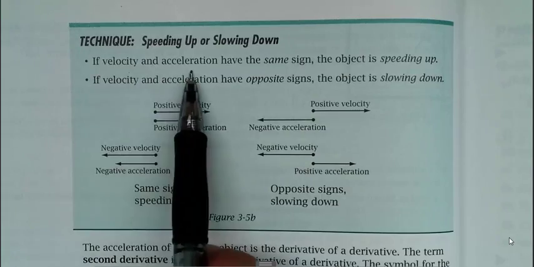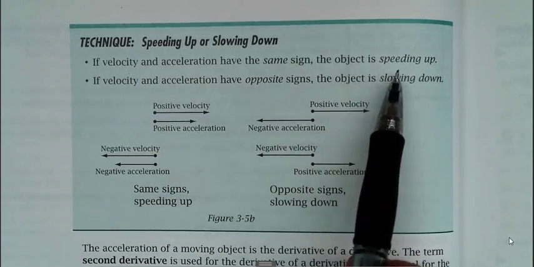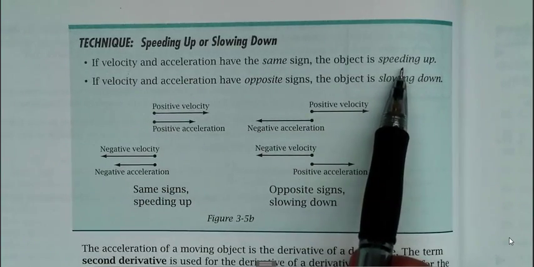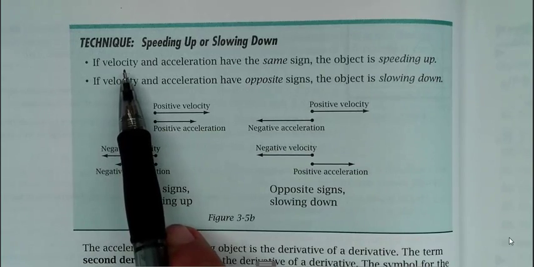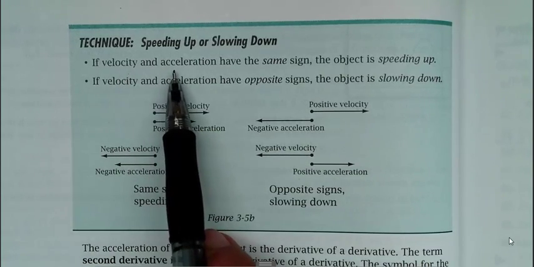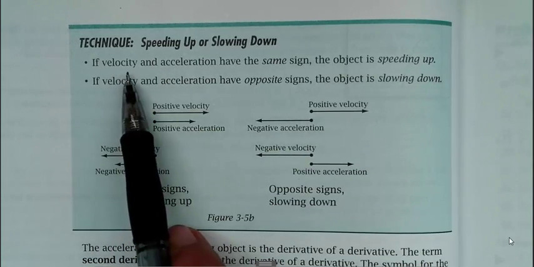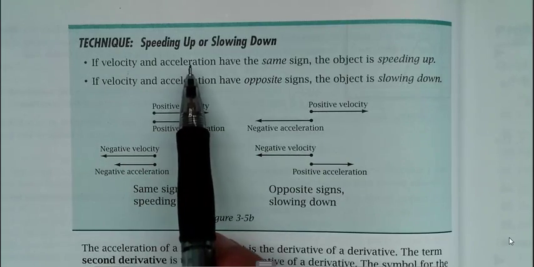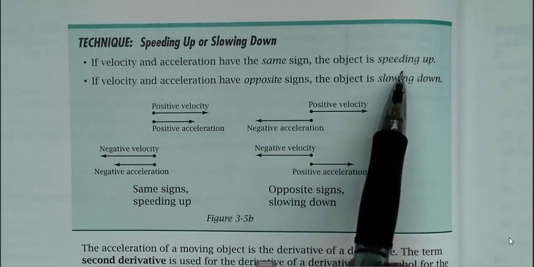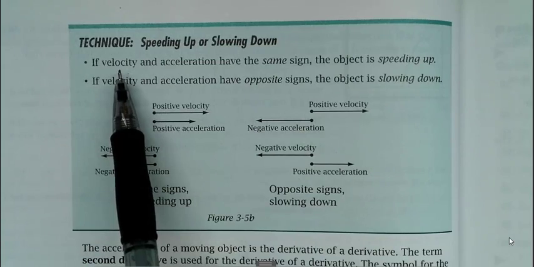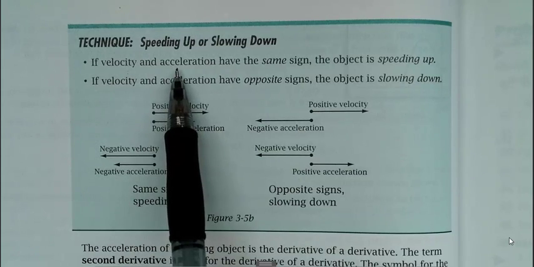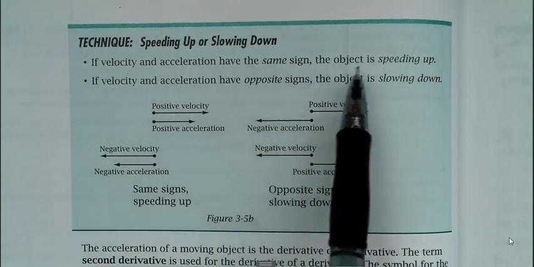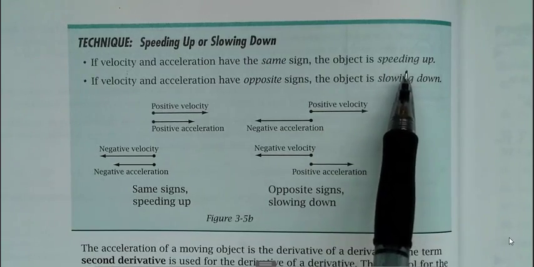So if velocity and acceleration have the same sign, then we know that it's speeding up, right? The velocity is positive, and my acceleration, the rate of change of velocity, is also positive. Then I know that we're speeding up. Or maybe the velocity is negative, which means I'm going in a backwards direction, and the acceleration is also negative, so that rate of change is going in that same direction. That object is also going to be speeding up.